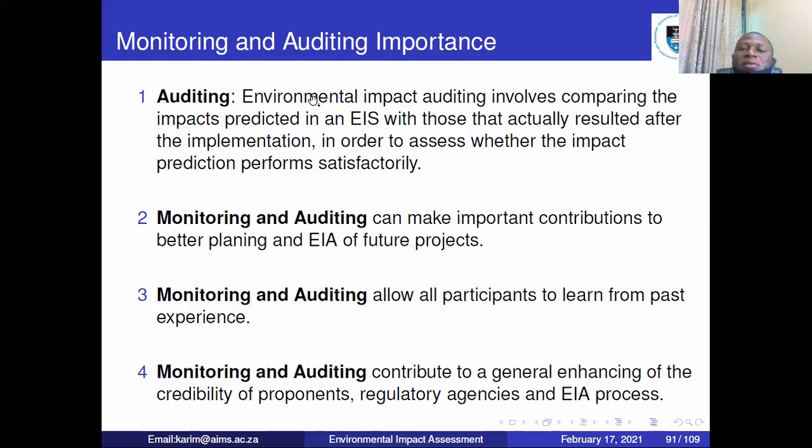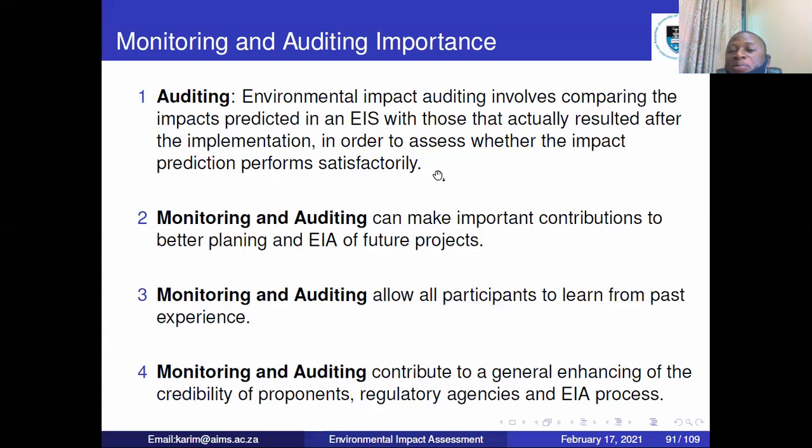So the impact auditing, it is about comparing the impacts that you predicted when you were writing the report to those that actually happened after you implemented the project. So when people come to audit, they will look, okay, this was what you said you were going to do to reduce the impact, to avoid the impact. The impact that was there before you started, is it the same? The impacts that you predicted, are they actually those that you predicted? Are they actually happening or not? Is it the reality?